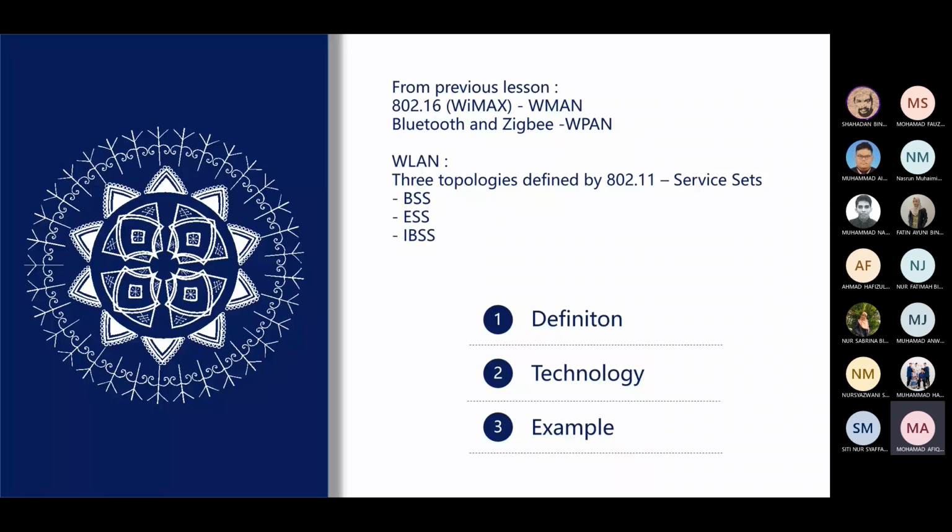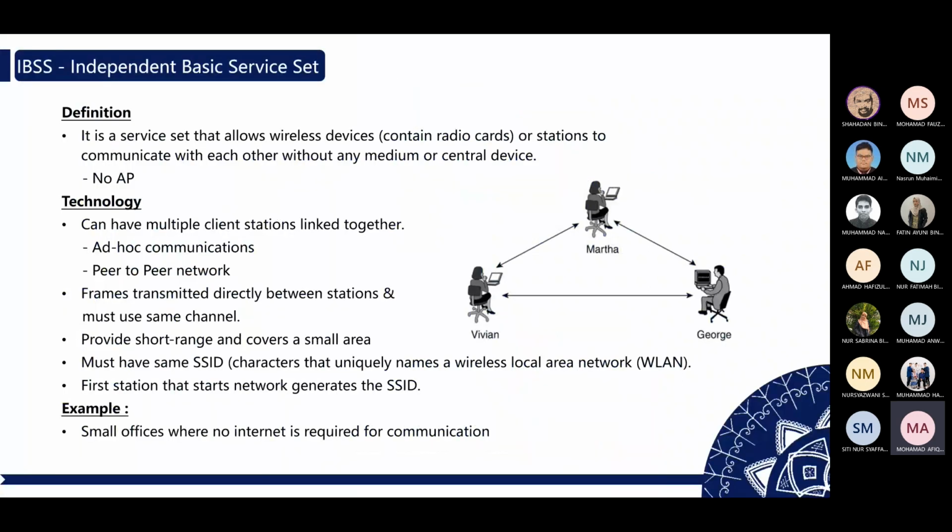So for the first one is IBSS, which is Independent Basic Service Set. For definition, it is a service set that allows wireless device, which is contains radio cards or stations, to communicate with each other without any medium or central device. Also means that there are no access point. And for technology, can have multiple client station linked together. And also because there are no access point, so you can call as ad hoc communications or also peer-to-peer network. And frames transmitted directly between stations and must use the same channel.